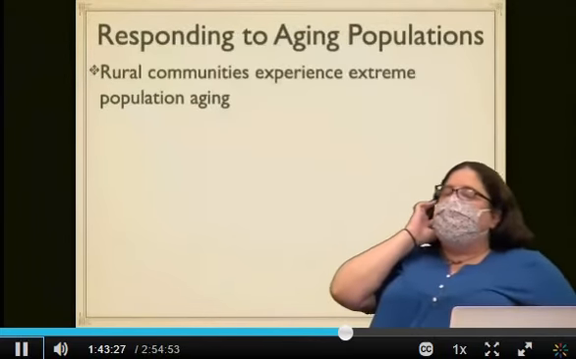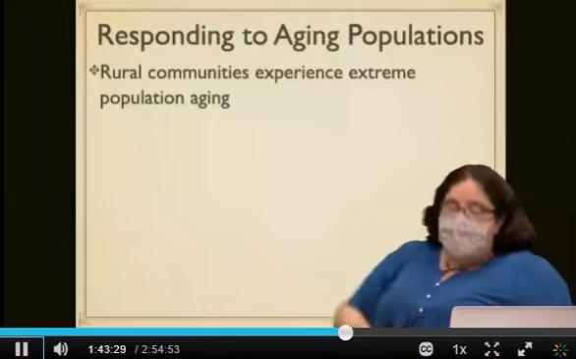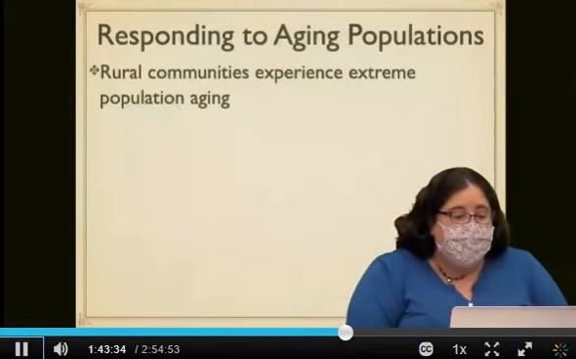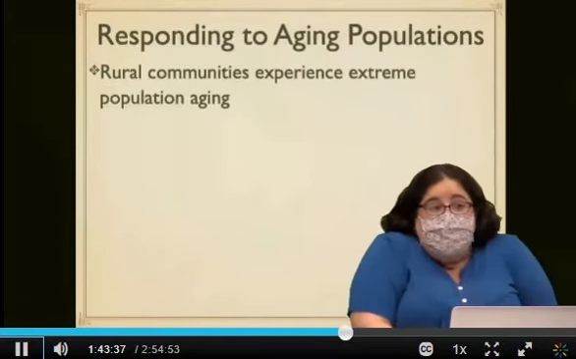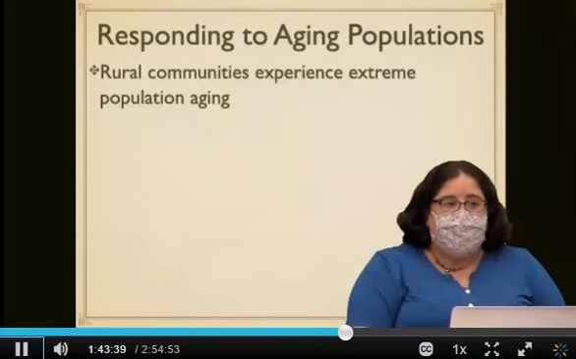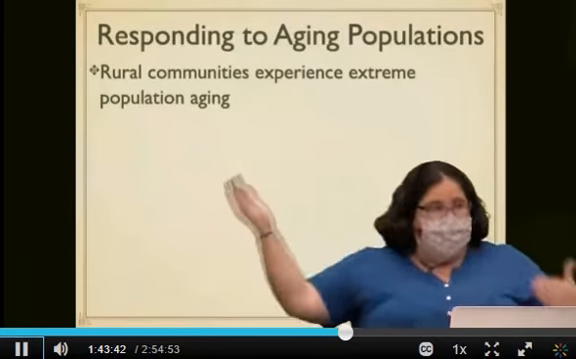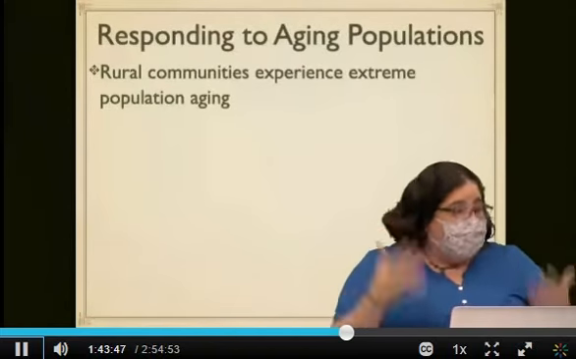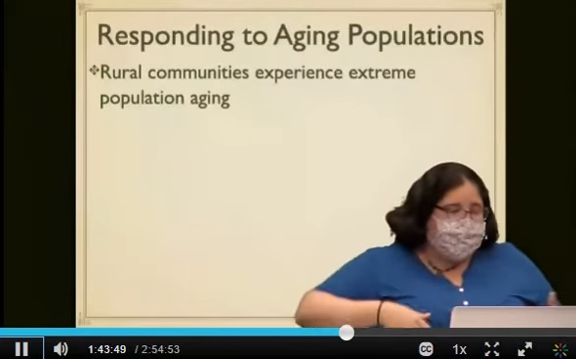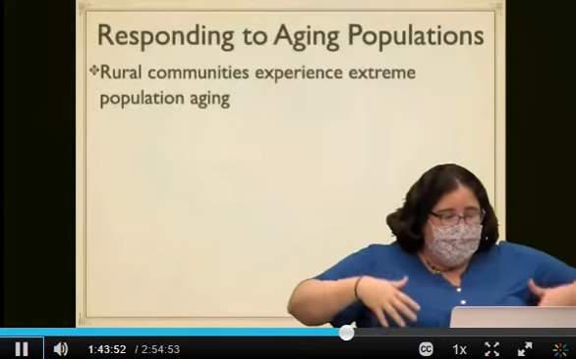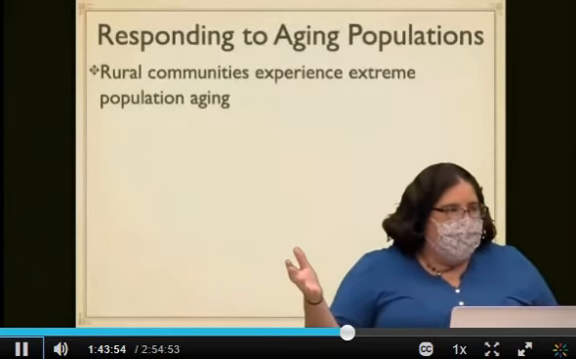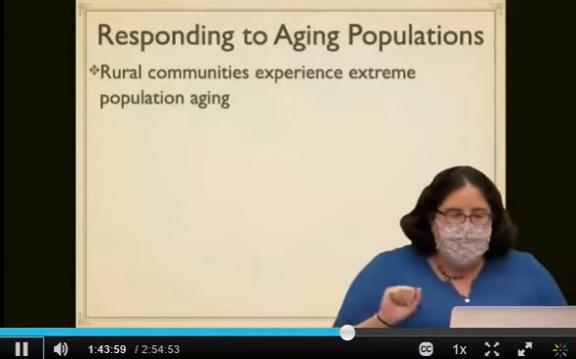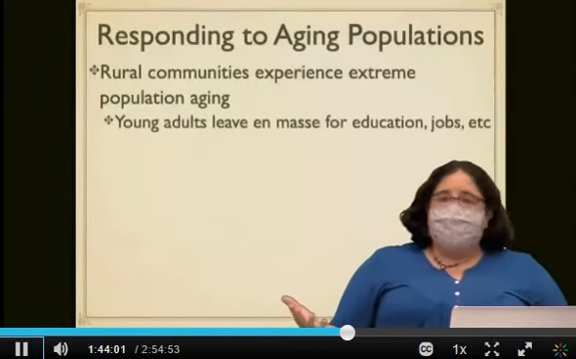Rural communities are much more likely than urban communities to experience extreme population aging. That's because rural communities have smaller populations, so every single person who comes or leaves is going to have a big effect on the age of the population. And the older we get, the more likely we are to become place-bound, to want to stay where we are. People in rural communities, once they are older, are not going to move, and they're certainly not going to move into a city if they lived their whole lives in a rural area. Young adults tend to leave places, but older people don't.